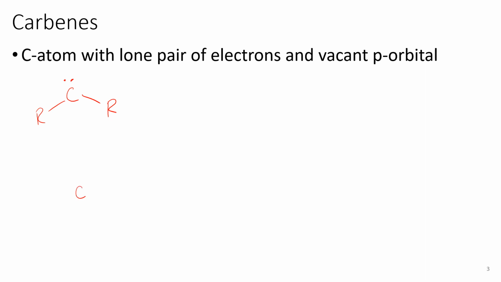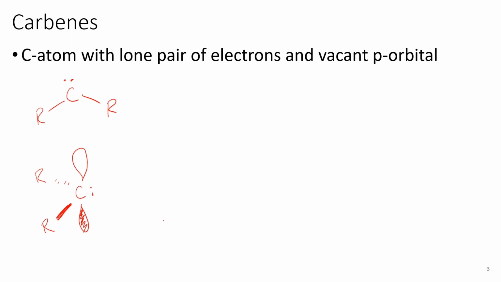It is going to be sp2 hybridized. So if we look at this, we have the two R groups and the lone pair in the sp2 hybrid orbitals. We then do have the vacant unhybridized p orbital on the carbon atom as well. It is this vacant unhybridized p orbital that allows the carbene to behave as an electrophile. So even though it does have the lone pair of electrons, it is electrophilic overall because carbon is missing the octet.